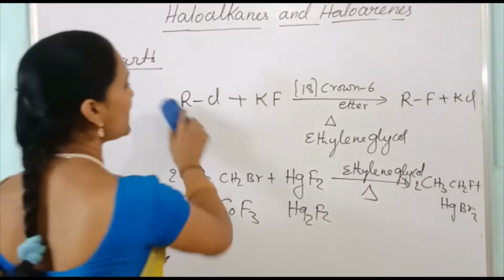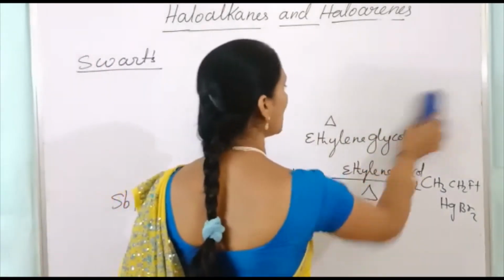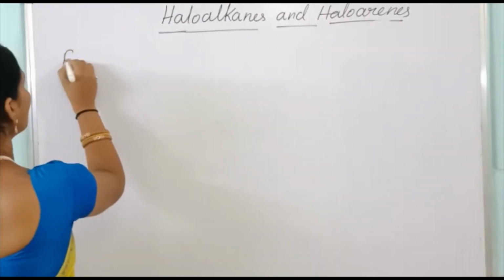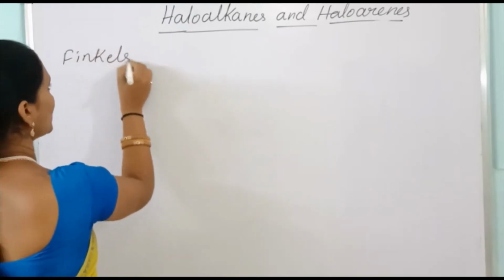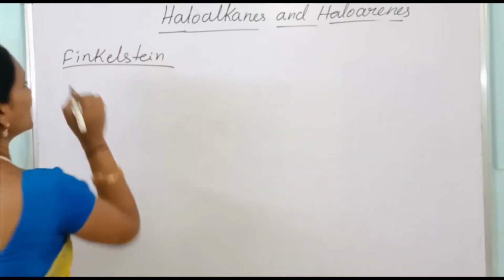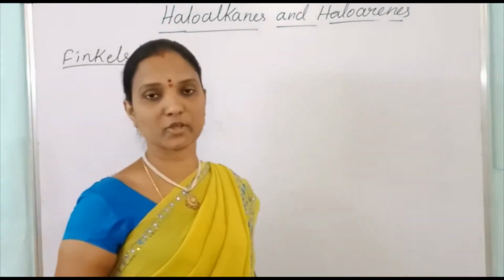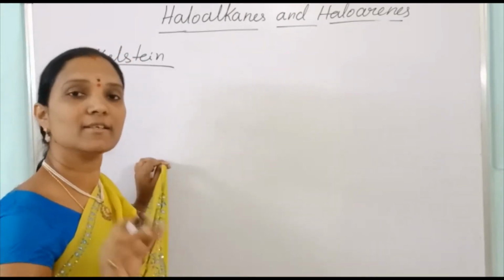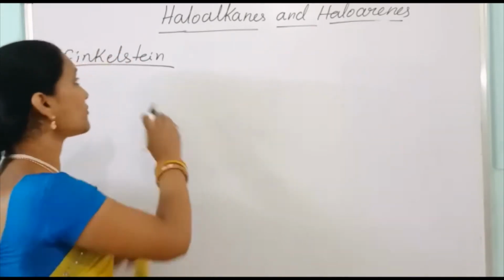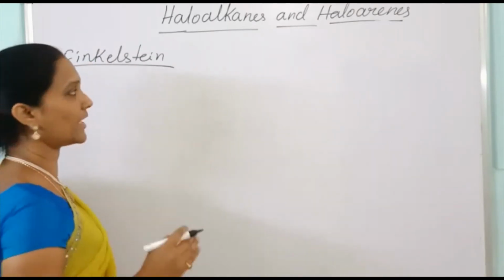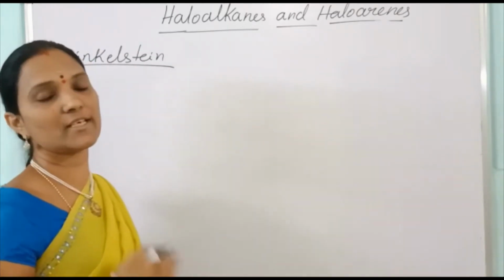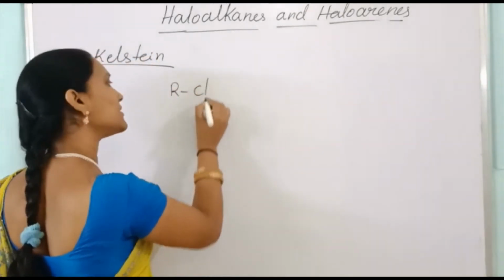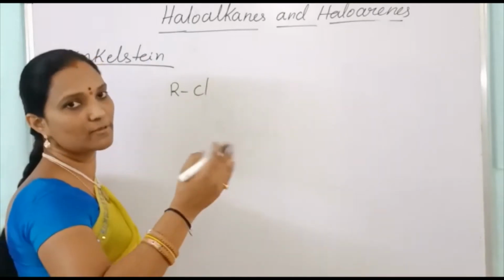So next, what is the best one for the preparation of iodide? That is also halogen exchange: the Finkelstein reaction. One more name, the Frankland reaction, is the preparation of alkanes from alkyl halides, just like Wurtz reaction. This is the Finkelstein reaction, the preparation of iodide. It is also just a halogen exchange reaction. How does this reaction take place? It is also an SN2 mechanism, so inversion takes place.